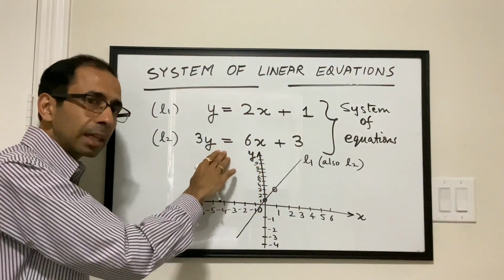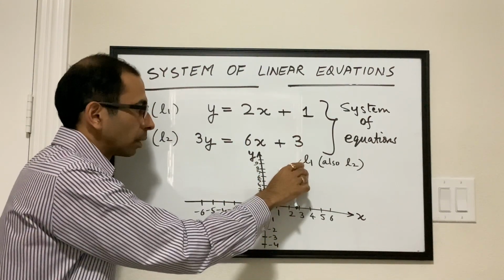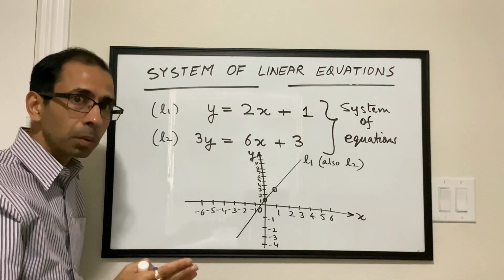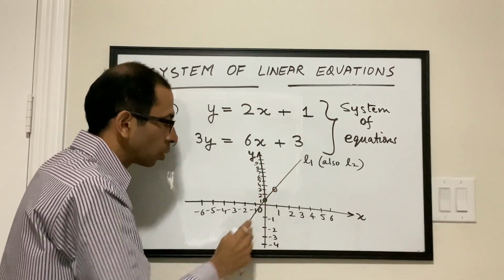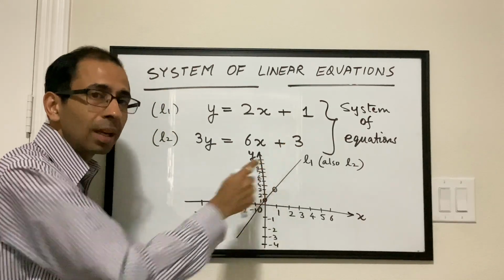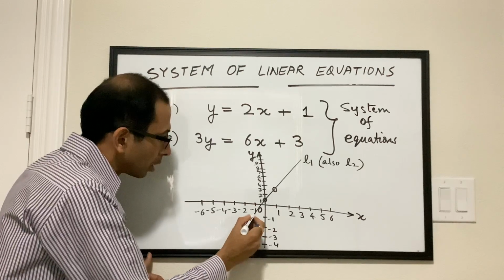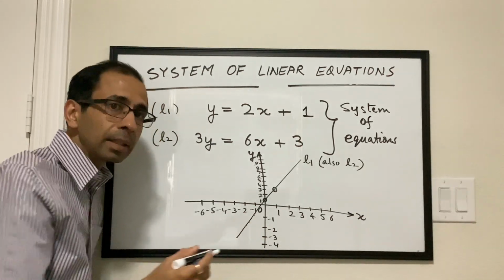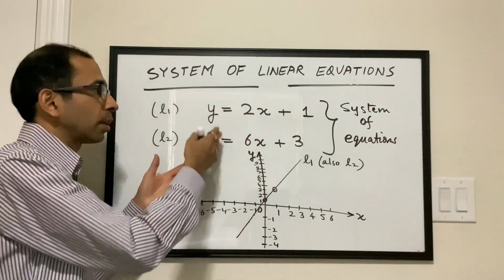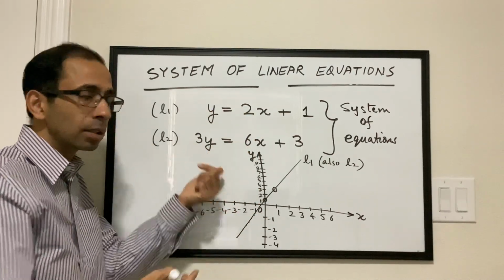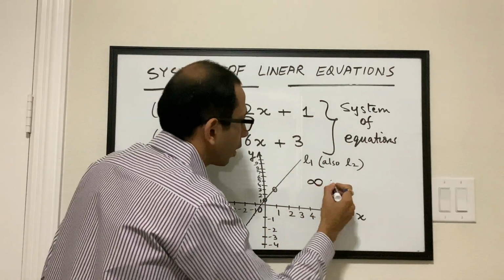But when we plot the second line, it overlaps with line L1. Essentially, line L2 is the same as line L1. So L1 and L2 overlap each other, and hence every point on the line is technically a point of intersection, because line L2 overlaps line L1. Hence, in this scenario, the system of equations will have infinite solutions.